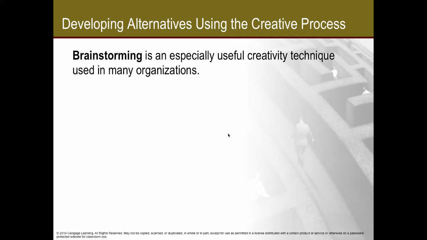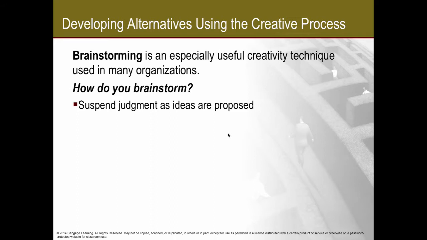So for developing alternatives using the creative process, you have to do brainstorming. Brainstorming is an especially useful creative technique used in many organizations. So brainstorming is useful in most organizations. This is part of that preparation, actually. How do you do brainstorming?